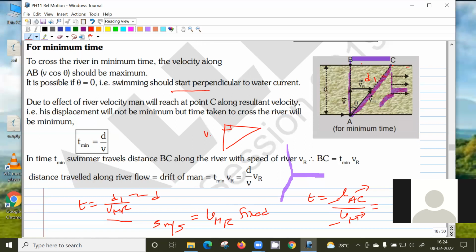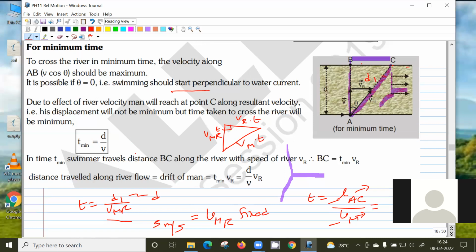This is velocity of man with respect to river into the time. This thing is velocity of man into time. This is velocity of river into time. So this triangle is clear. And this distance is d. Okay, this v is actually velocity of river. No, v is velocity of man with respect to river.